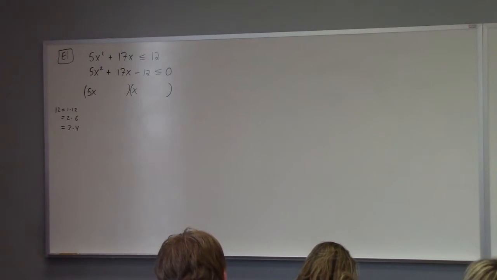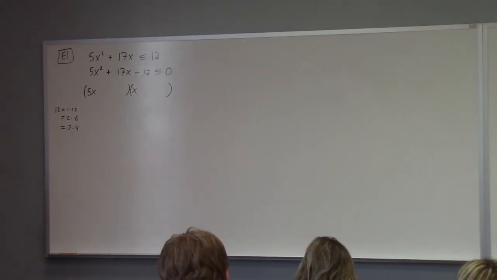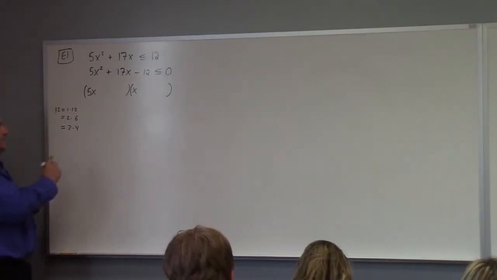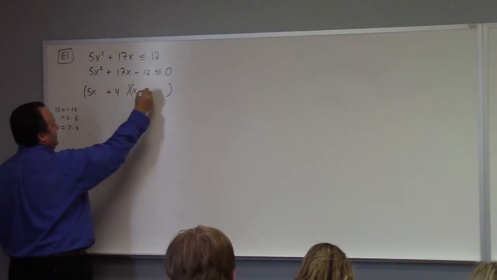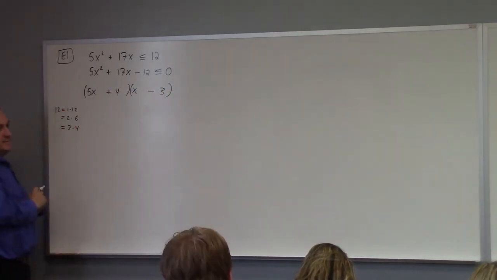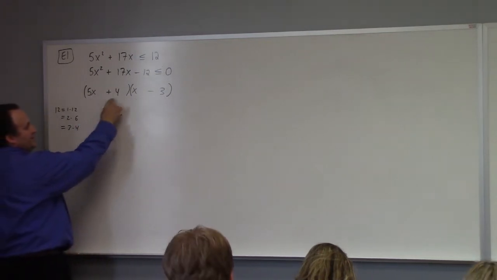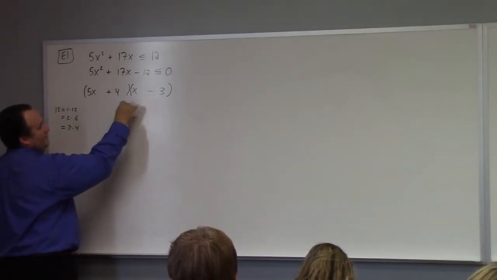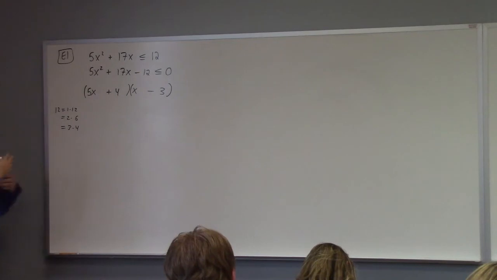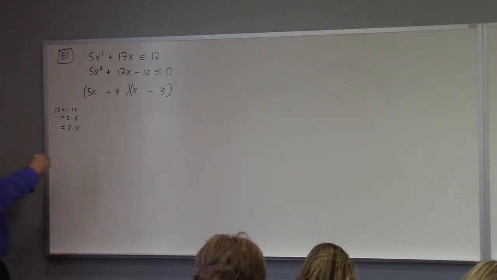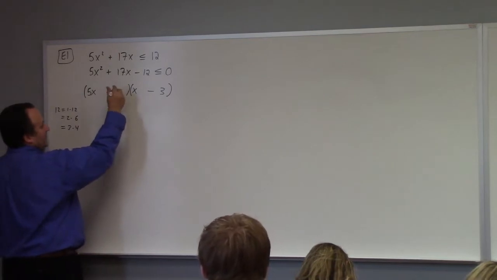We need to get a 17. How do we make that happen? A 4 and a 3. So I do plus 4 minus 3. Oh, that didn't work, did it? That gives us minus 15 plus 4. That'd be minus 11 in the middle. So do we give up? No, we try again. So just flip the 4 and the 3.